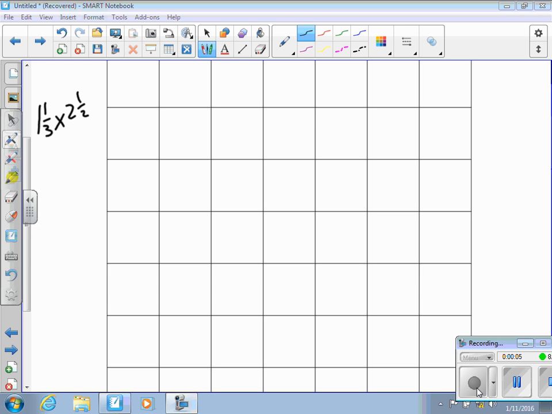Today we're going to look at using the area model to visualize and show multiplication of a mixed number times a mixed number. We've done this with fractions, where we did a fraction times a fraction. So now we're going to look at mixed numbers. When using mixed numbers in an area model, it's very important to make sure we pay attention to the denominators.